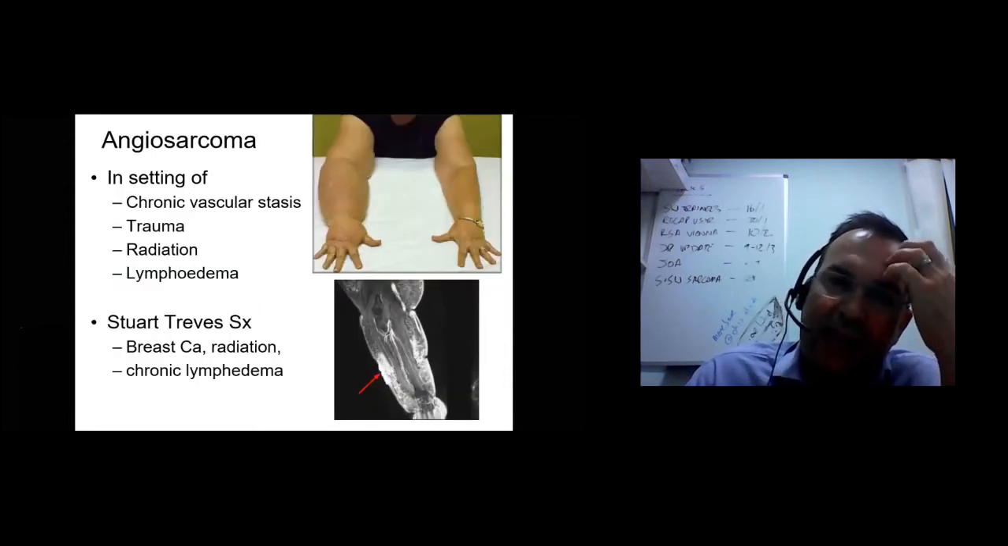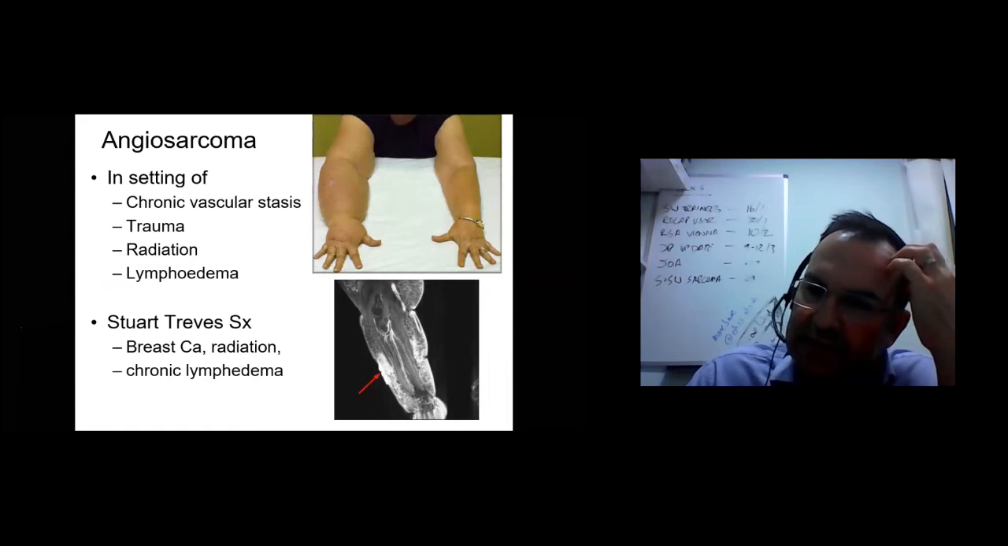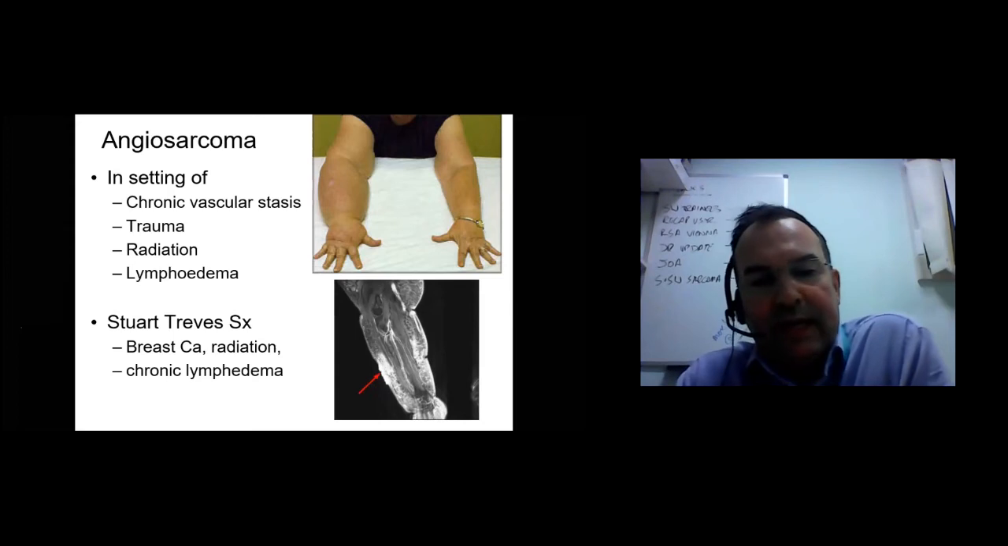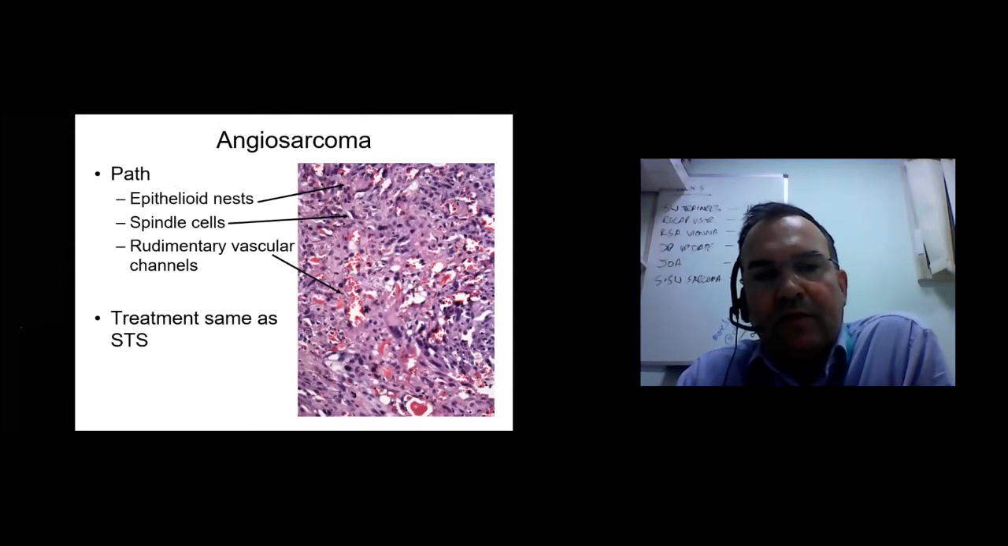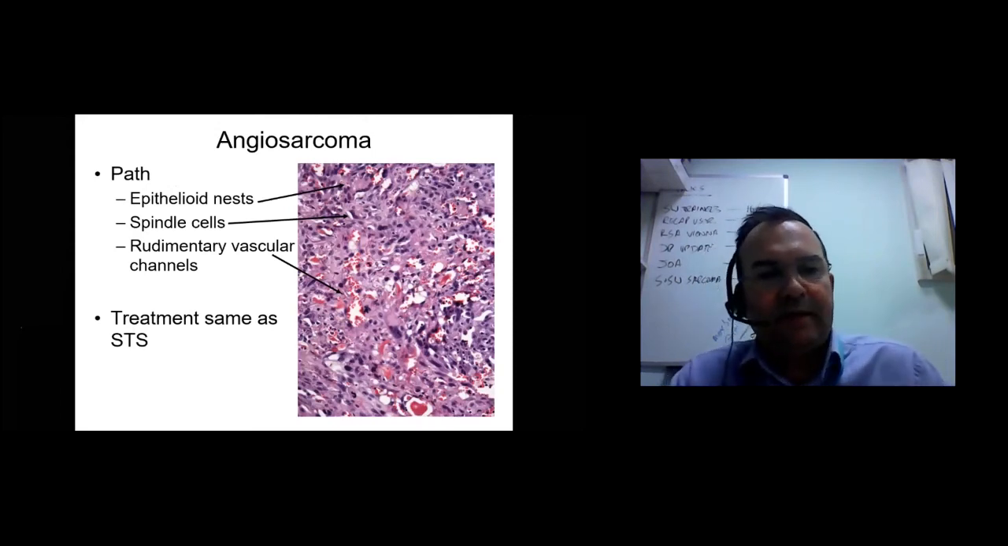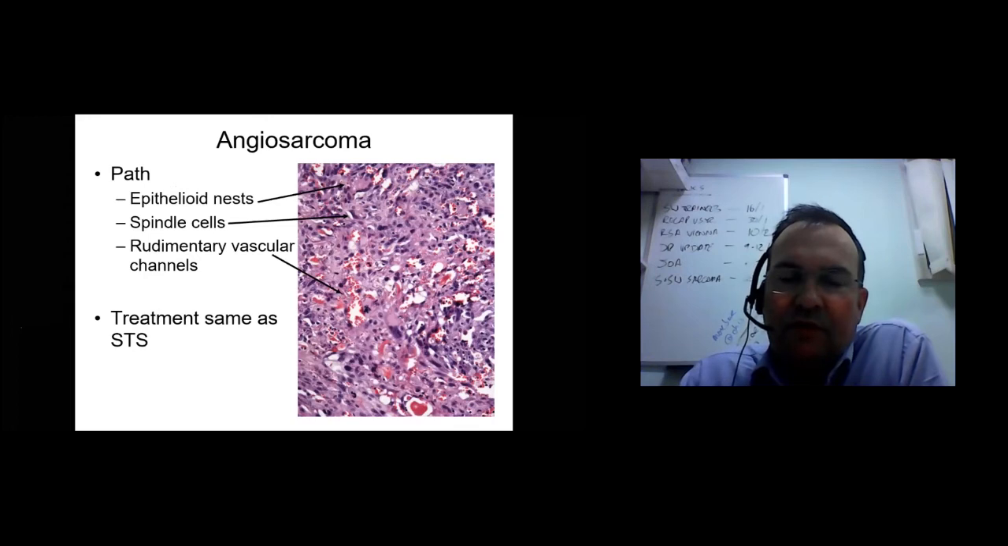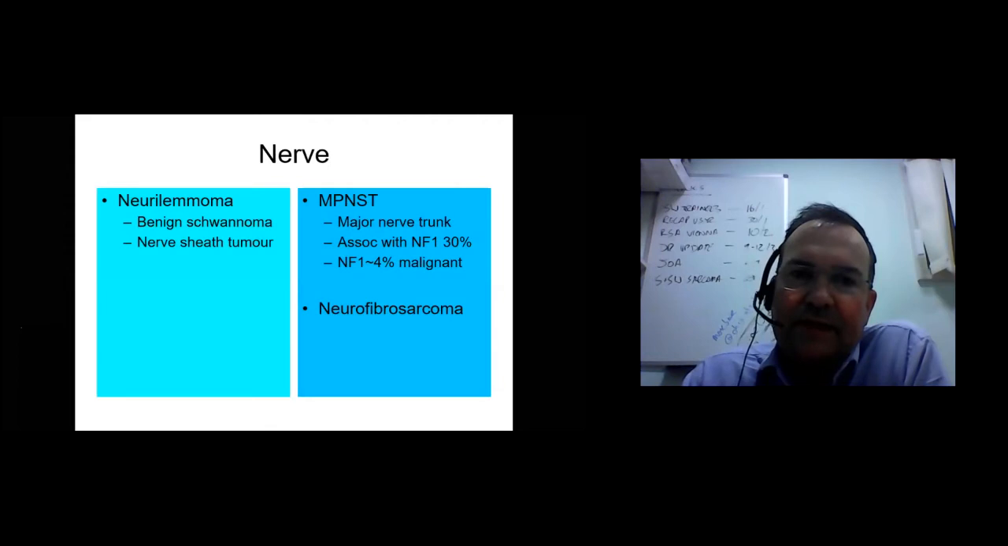Angiosarcoma does have a higher incidence in terms of chronic vascular stasis, a previous history of trauma, radiation, and lymphedema. So just be aware of this. And the particular example to be able to talk about is Stewart-Treves disease, which we see with breast cancer and chronic lymphedema. The path will show these epithelioid nests, these spindle cells, but back to basics, the treatment will be exactly the same as for soft tissue sarcoma. They'll be worked up with three-dimensional cross-sectional imaging, a tissue diagnosis and discussion at the MDT.